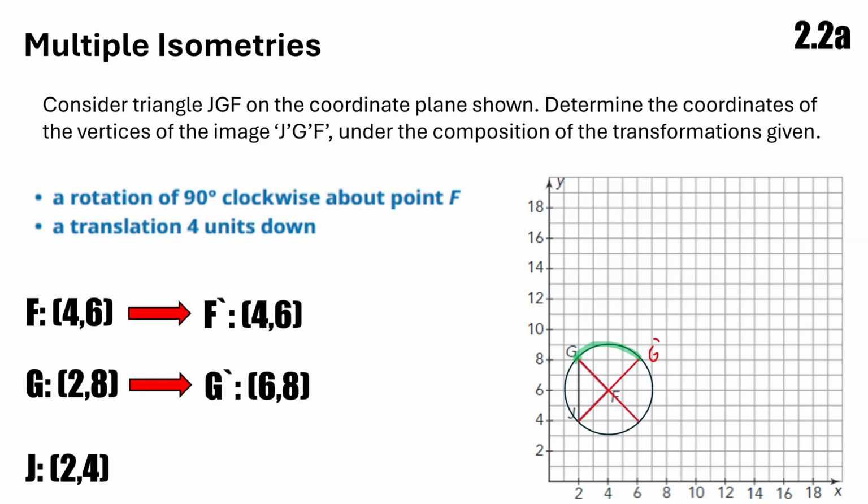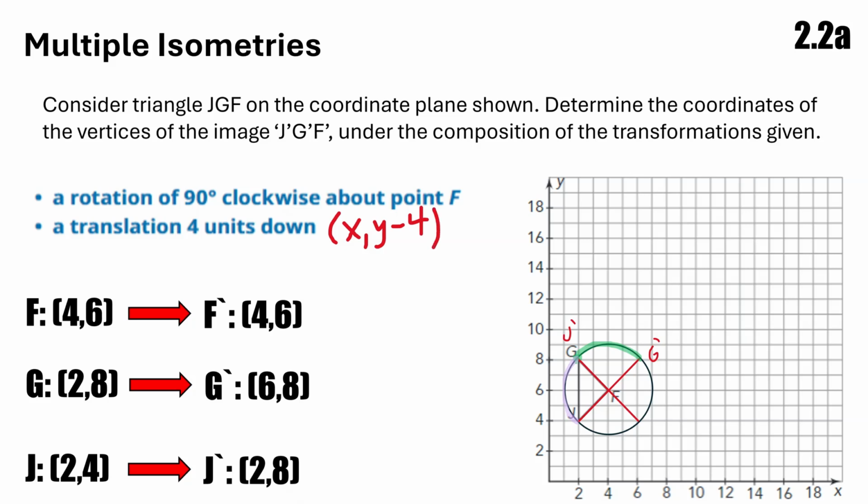Next for J', plot the point on the circle and rotate the point 90 degrees clockwise. Once rotated, the point will be located at 2, 8. Next, begin to use the transformations. The coordinate rule for translations down by 4 is x, y minus 4.